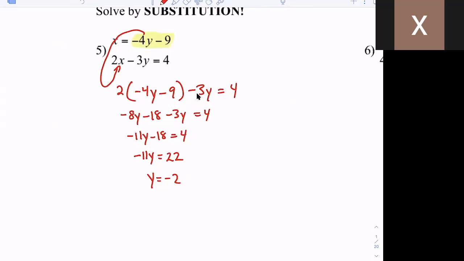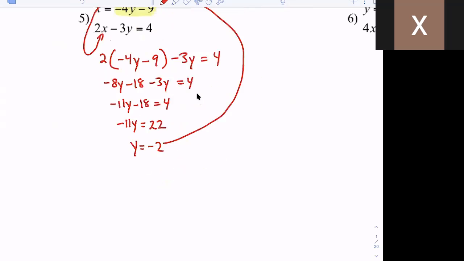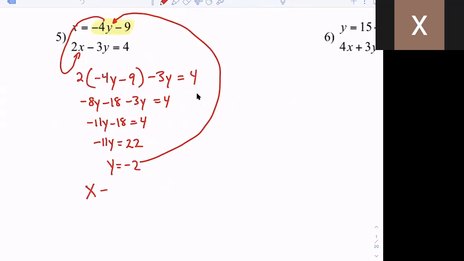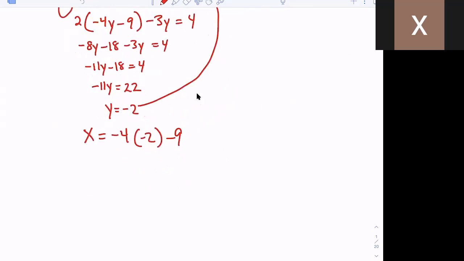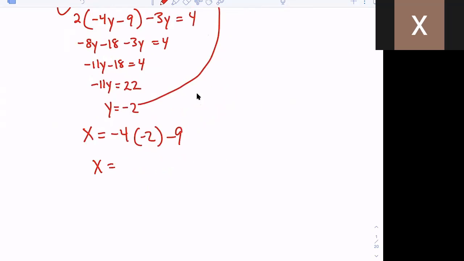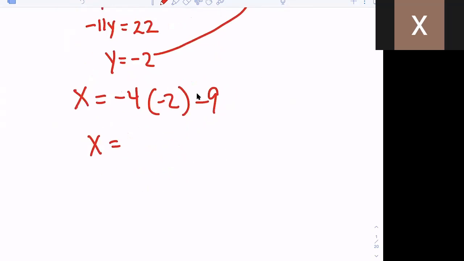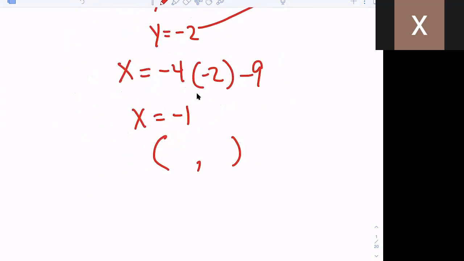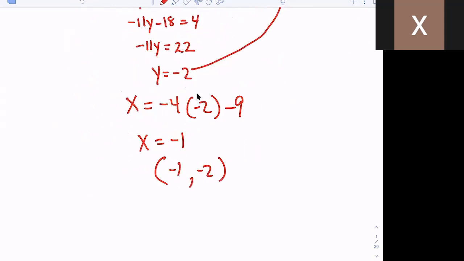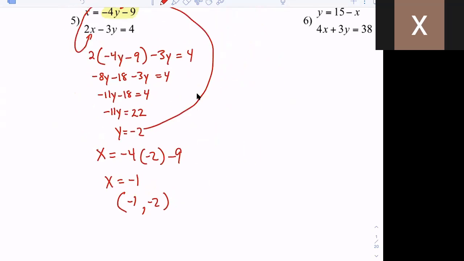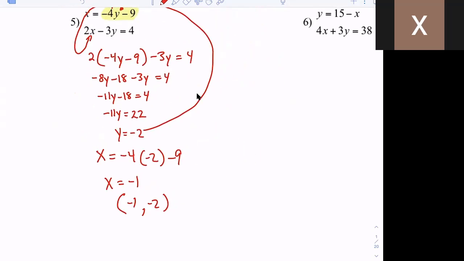So now put negative 2 back in for y. So that means x equals negative 4 times negative 2 minus 9. X equals negative 4 times negative 2 is what? 8. 8 minus 9, negative 1. So my answer is what? Negative 1, negative 2. Now, am I correct? Yes. Of course we're correct. But are we going to check?